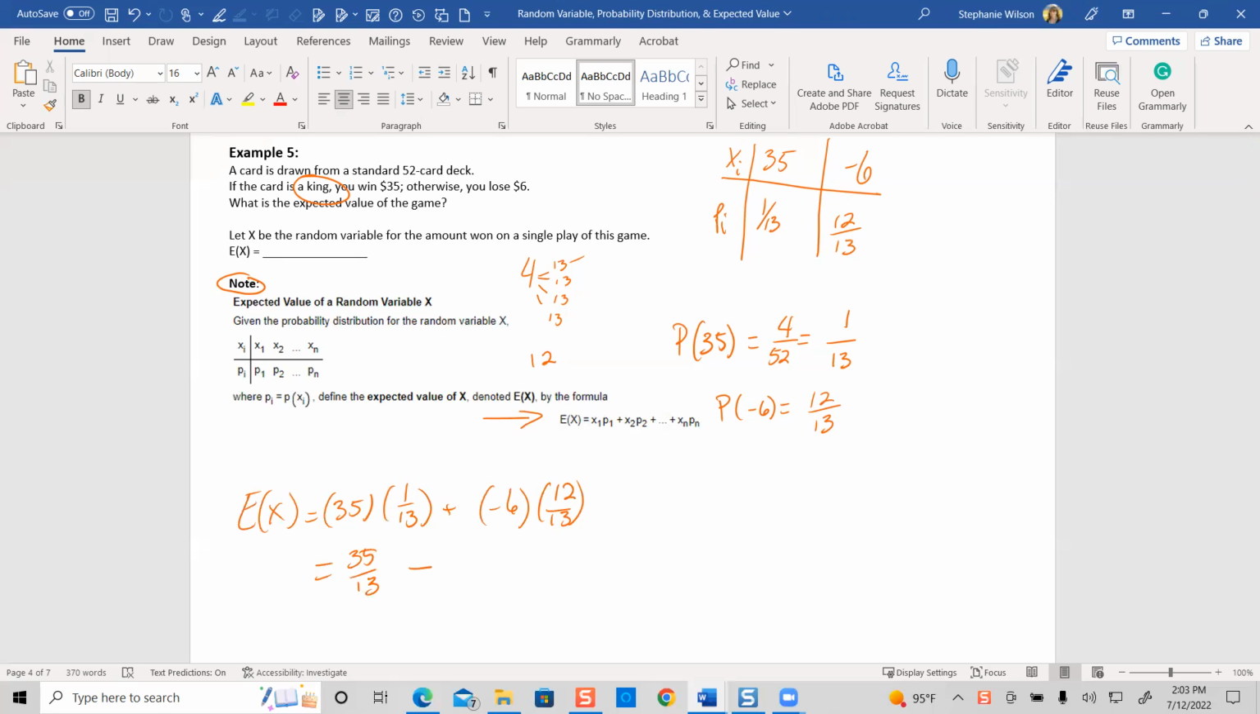minus 72/13. So now I have 35 minus 72. So I get -37/13, and we are going to divide that by 13 to get our decimal. Let's go out to the nearest hundredth, okay? So we have -$2.85 as the expected value of the game, about.